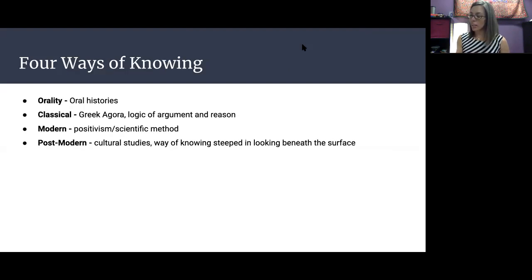All right, so in Courtade and Hoynes, they talk about four ways of knowing. These are not exactly parallel to the types of theory on the previous page, but there are some connections.